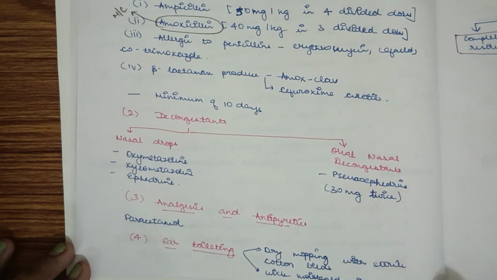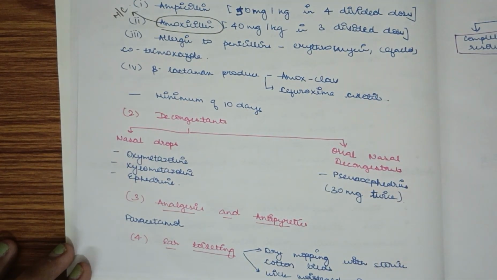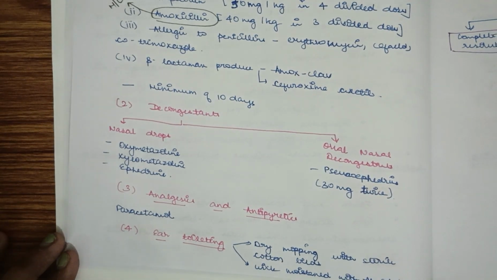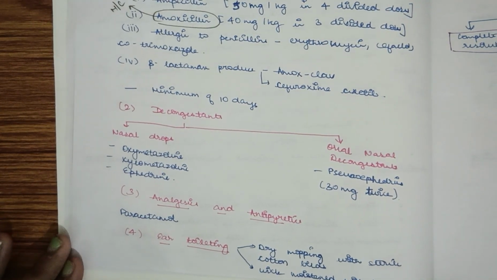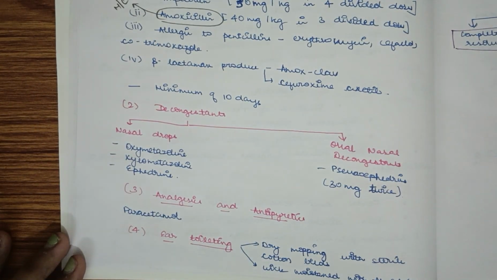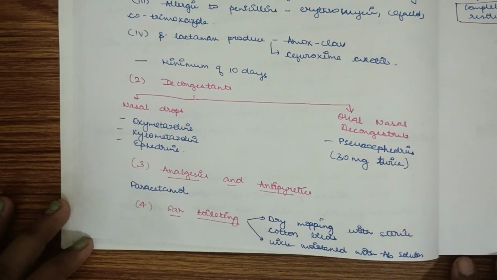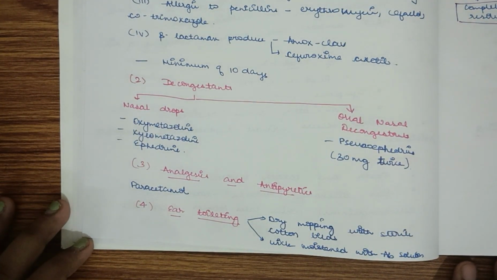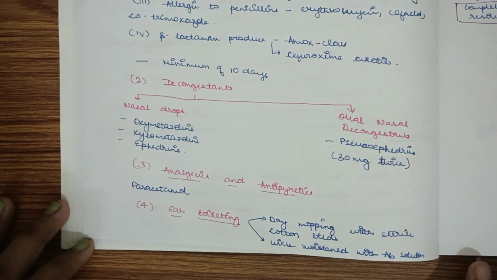Then we can also use decongestants to relieve the edema and obstruction of the eustachian tube. So we can give either nasal drops or oral decongestants. Nasal drops will include oxymetazoline, xylometazoline and ephedrine. Oral decongestants would be pseudoephedrine, which is given 30 milligram twice. Analgesics and antipyretics to reduce the fever and the excruciating ear pain. So paracetamol can be given.